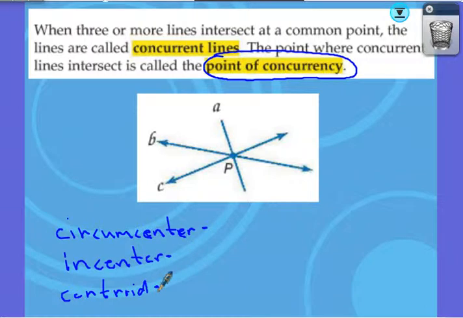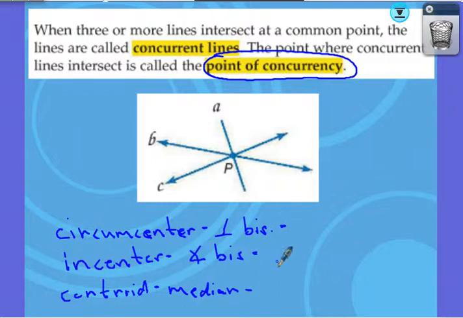A circumcenter is the point of concurrency where the 3 perpendicular bisectors cross. An incenter is the point of concurrency where the 3 angle bisectors cross. And the centroid is where the 3 medians cross. So the first thing you need to know about circumcenter, incenter, and centroid is what the point of concurrency is for: circumcenter, perpendicular bisectors; incenter, angle bisectors; centroid, medians. And then you need to know what's true about them.